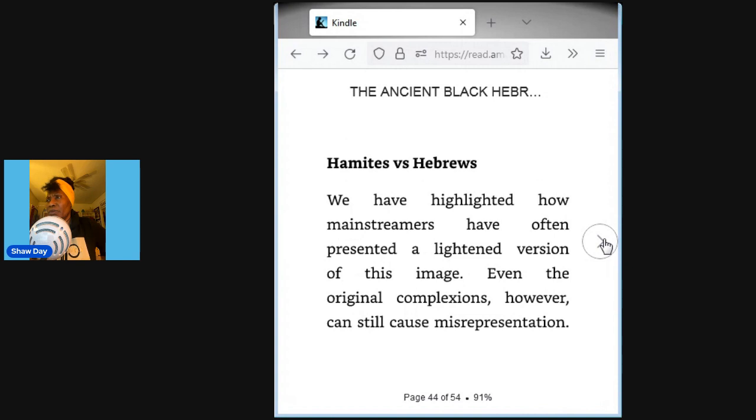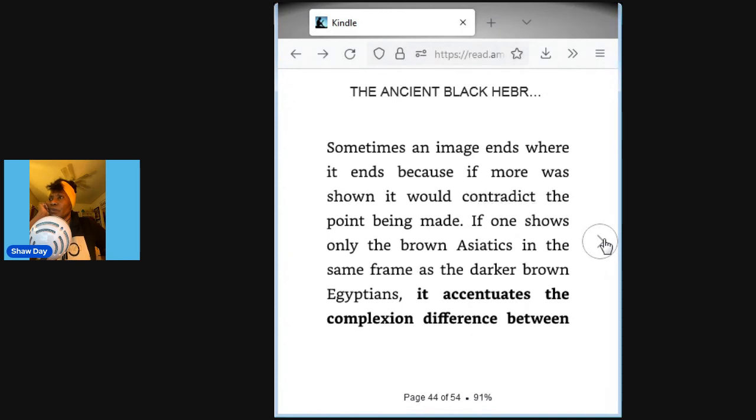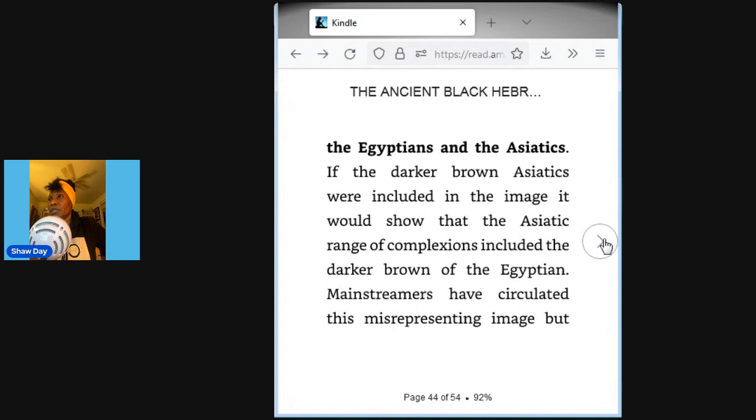Hamites versus Hebrews. We have highlighted how the mainstream has often presented a lightened version of this image. Even the original complexion, however, can still cause misrepresentation. Sometimes an image ends where it ends because if more was shown, it would contradict the point being made. If one shows only the brown Asiatic in the same frame as the darker brown Egyptian, it insinuates complexion differences between the Egyptians and the Asiatics.